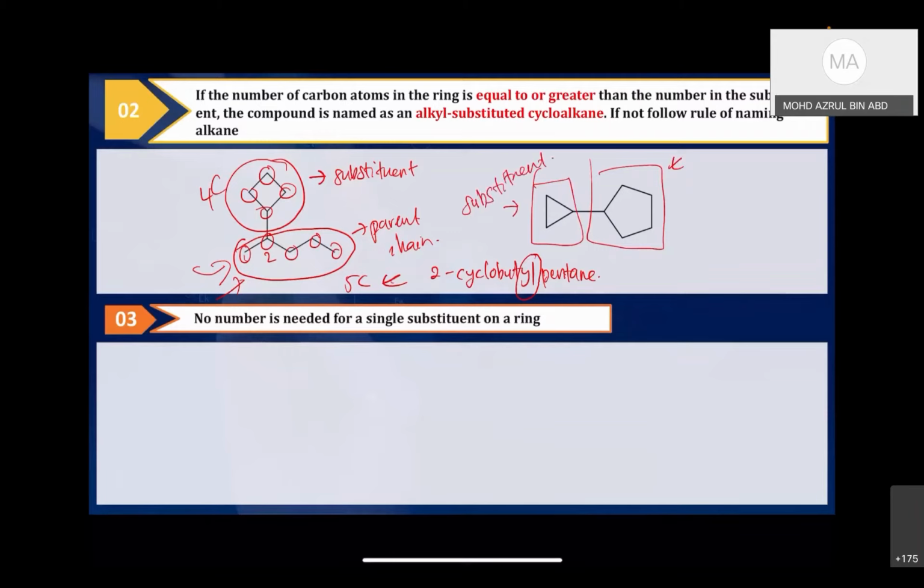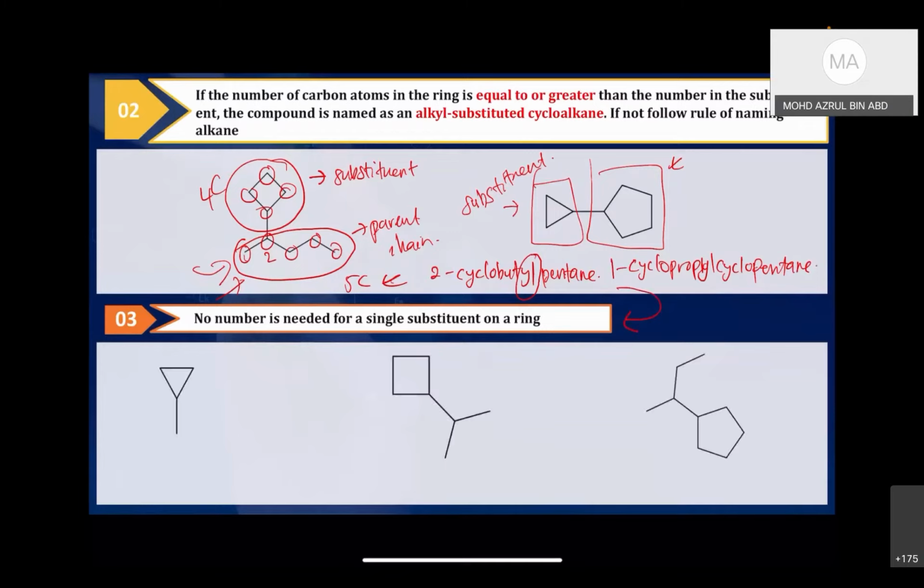So we can name it as cyclopropylcyclopentane. Okay, cyclopropylcyclopentane. So why didn't I put number 1 here? Here we follow the rules, number 3: no number is needed for a single substituent on a ring.